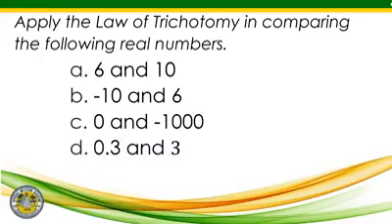And the last example, 0.3 and 3. What do you think will be our answer? 0.3 is less than 3. Because we all know that 0.3 is equivalent to 3 over 10, while our given is 3. So 0.3 is less than 3. Okay, that will be the example about applying the law of trichotomy.